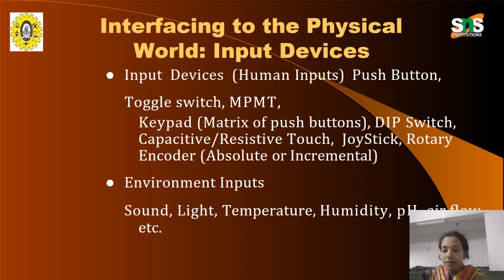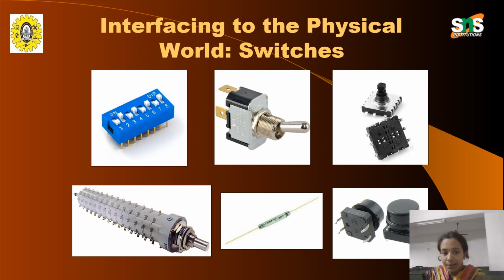So next one is the environmental input. Environmental input is nothing but the sensing data. It can be a sound sensor. With the help of a sound sensor, sound can be estimated and it can be given to the microcontroller. Light sensor, temperature sensor, humidity sensor, pH sensor, and the airflow. So these sensors will sense the data and give it to the microcontroller, and the microcontroller will give the data to the embedded system or to the control unit. So these are the different types of switches, push buttons, toggle switches, different types of inputs that we give to the microcontroller.